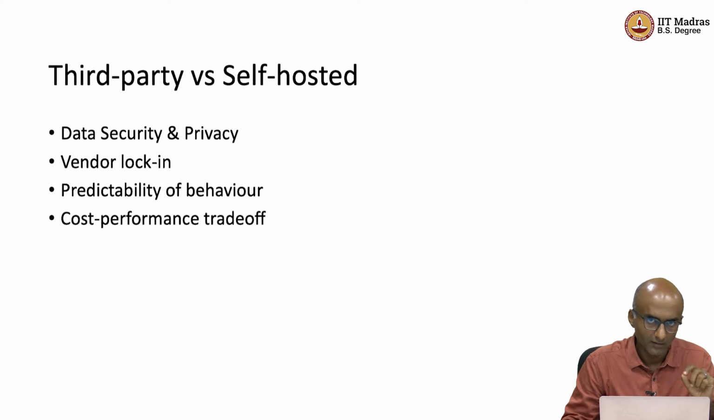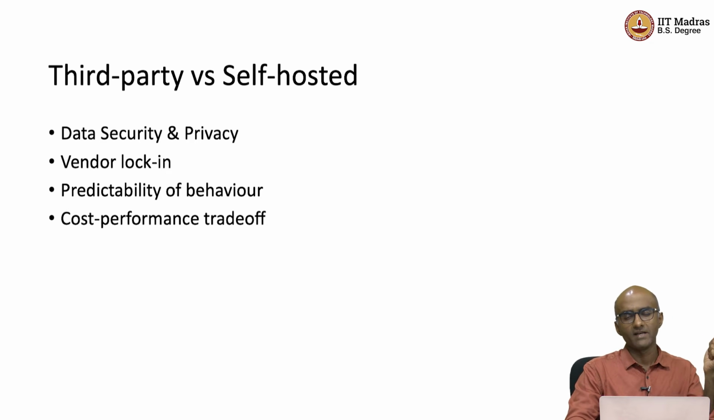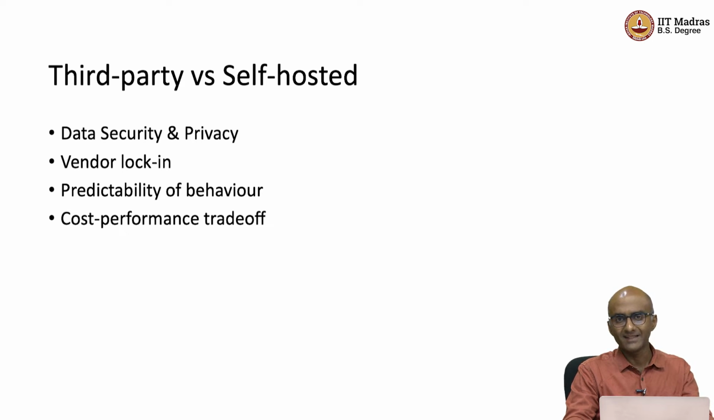The third consideration is predictability of behavior, and I'll take an example in a slide later on of what I mean by this. In essence, it means that if a third party is hosting your AI API or LLMs, you don't have the guarantee that it's going to be predictable in behavior, that it's going to produce the same consistent output for the same input again and again. So that's predictability.